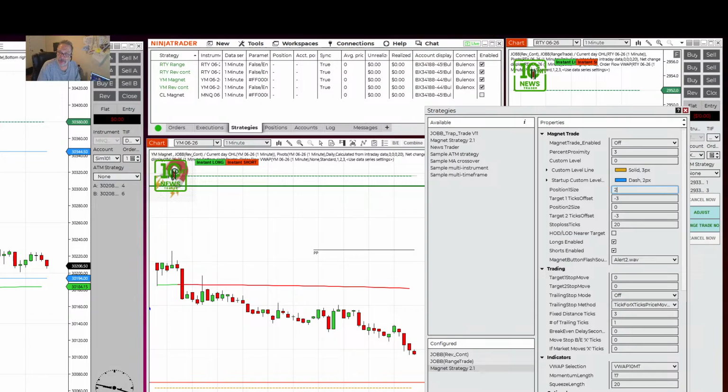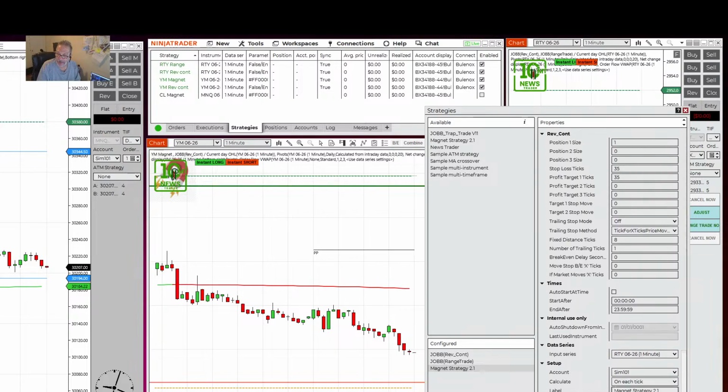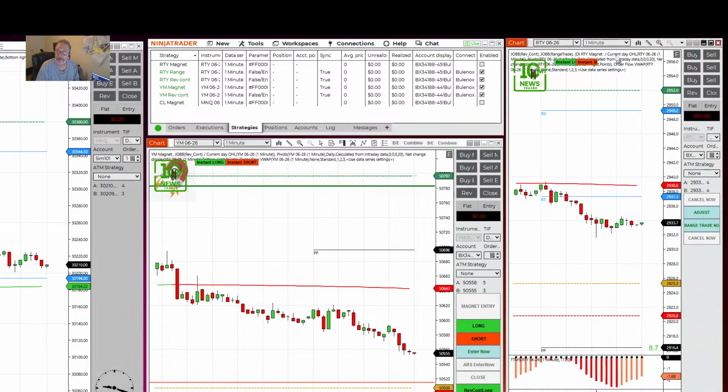Position one, I'll do 2 contracts on our magnet, 1 position. Default target, -3. Stop, 35. Scroll down, I'm going to label it RTY magnet. And we said 45 on our RTYs. That's the account. Apply it, okay it, turn on the magnet.